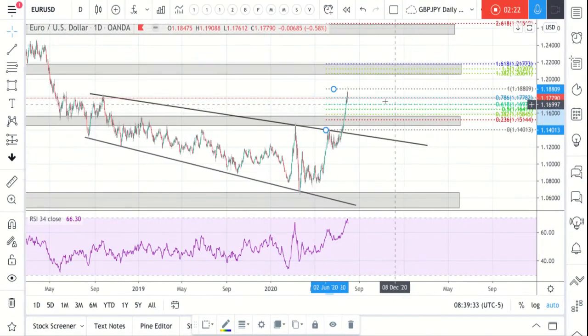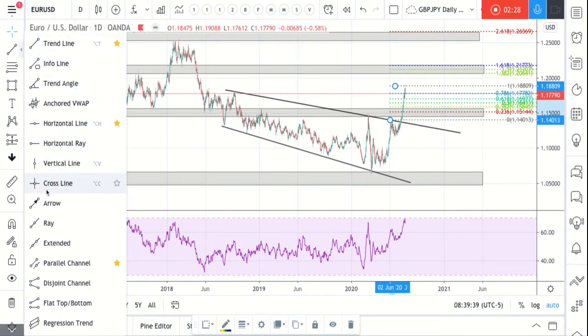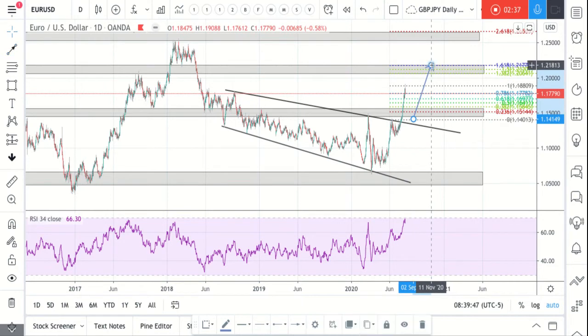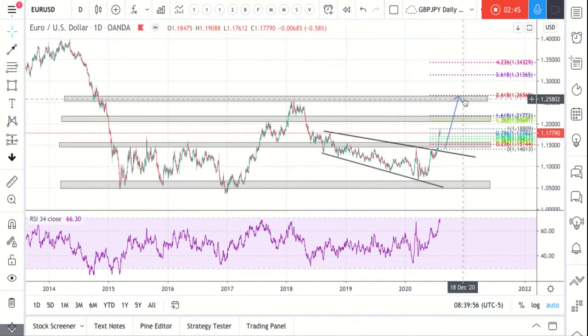So I think over the next coming weeks, I think we'll pull back a little bit. And then ultimately, I do think we'll continue bullish. I think DXY, dollar, is going to continue weakness. So I think ultimately we'll look for first targets here and then ultimately the 2.618 at 1.26. This I do think we will touch.